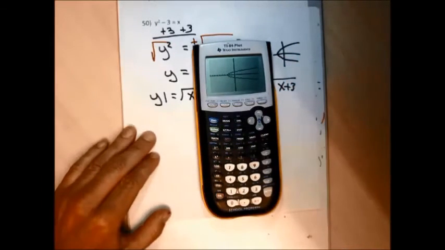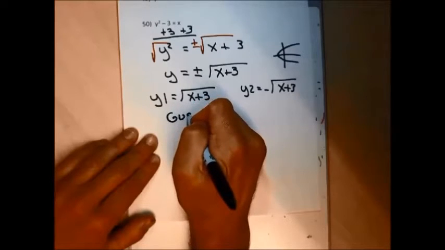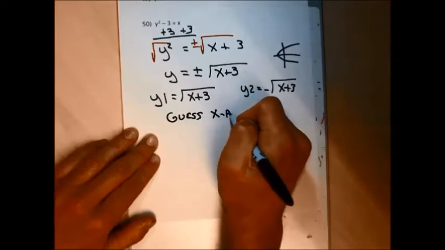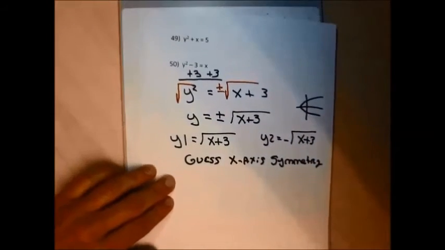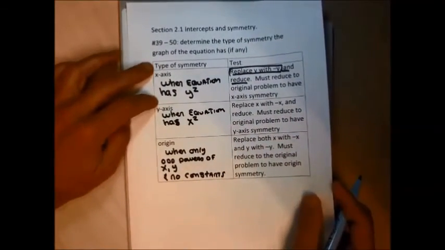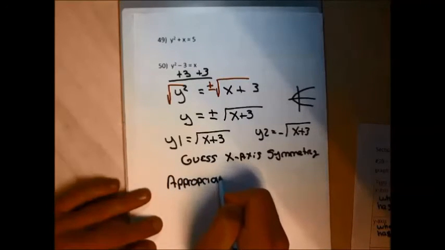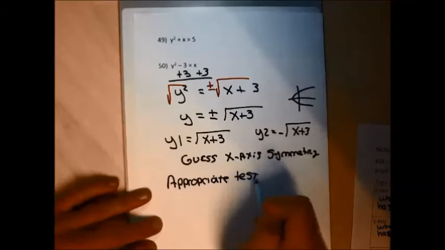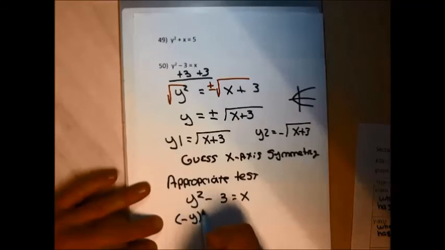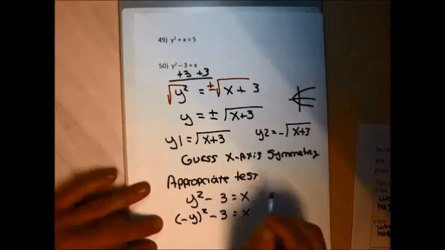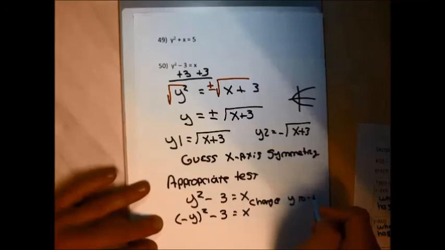That certainly looks like it has symmetry to the x-axis, so I'm going to do the appropriate test. So my guess is x-axis symmetry. And the test for x-axis symmetry is to replace the y with negative y. So now I'm going to do the appropriate test. The original problem said y squared minus 3 equal to x. I'm going to change the y to negative y and reduce.